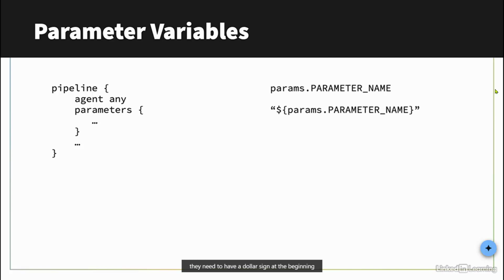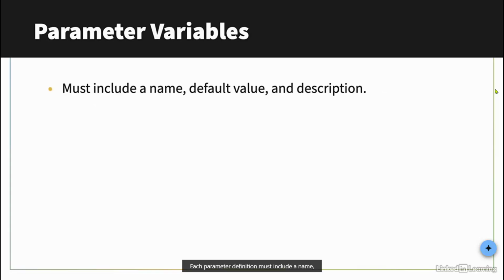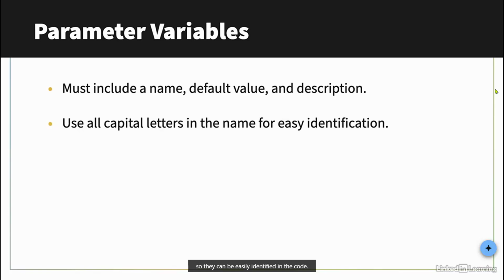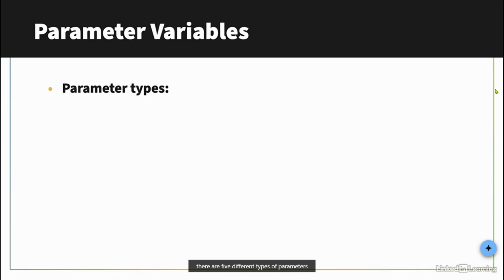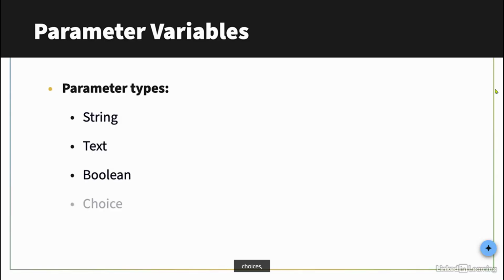And if they're used in a string, they need to have a $ sign at the beginning and can also be wrapped in curly braces. Each parameter definition must include a name, a default value, and a description that explains the type of value that should be entered. Typically, parameter names are assigned using all capital letters so they can be easily identified in the code. For pipelines, there are 5 different types of parameters we can use: strings, blocks of text, booleans, choices, and passwords.